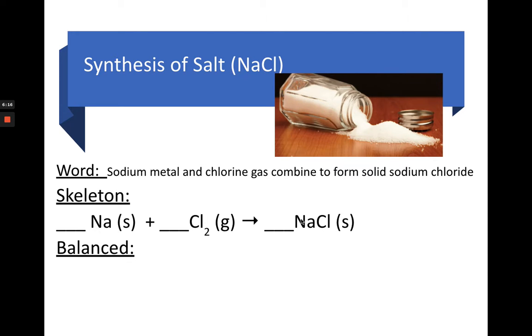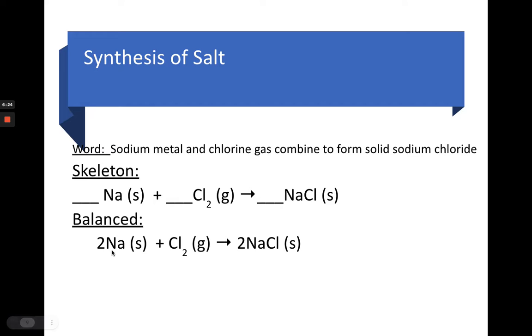Once we have all the correct formulas written, then we go back and put these lines in to balance with coefficients. If we do that, you will see that since we have two chlorines on this side, we'd have to have put a 2 as the coefficient here, necessitating a 2 here. So we have 2 sodiums and 2 chlorines on the balanced reactant side. And since we have 2 units of NaCl, we have 2 sodium and 2 chlorine on the balanced product side.